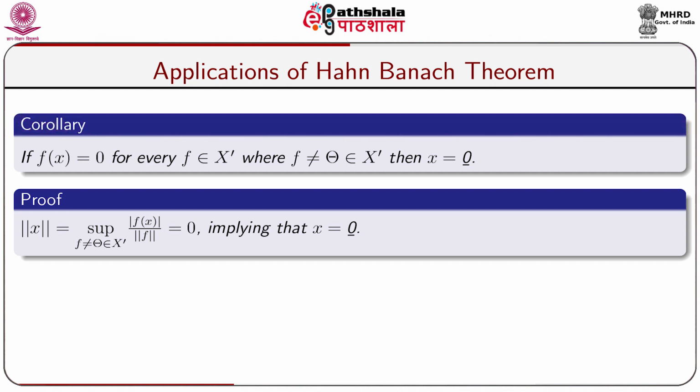This means norm of x is equal to 0. So, by norm axiom property 1, that is N1, we get norm of x equal to 0 implies x is equal to the 0 vector in X.